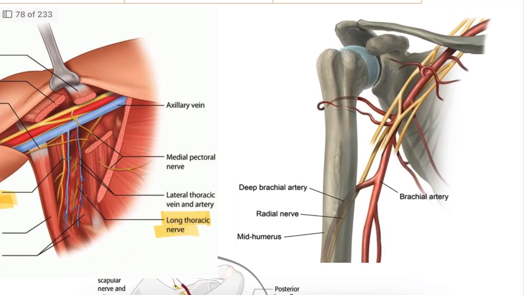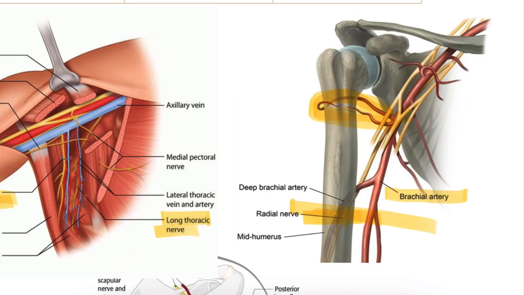You can see here this is the mid humerus. In the mid humerus it shows the radial nerve spiraling around the humerus with the deep brachial artery. Clinically, if any fracture happens in the mid shaft of the humerus, wrist drop will happen because the radial nerve passes behind the humerus.